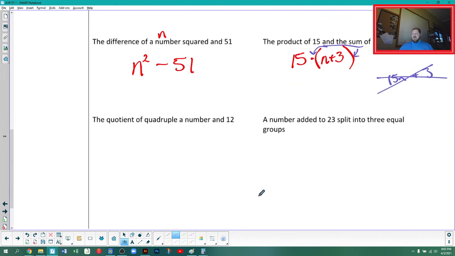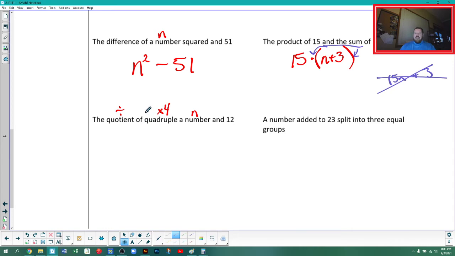The next one here, the quotient of quadruple a number and 12. So quotient means division. A number, let's use n again. What's quadruple? Well, quadruple is times 4. And 12 is obviously 12.